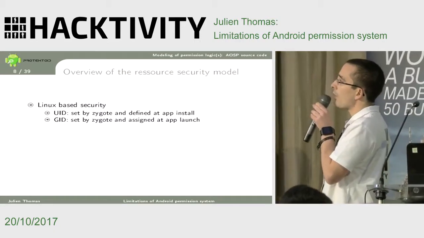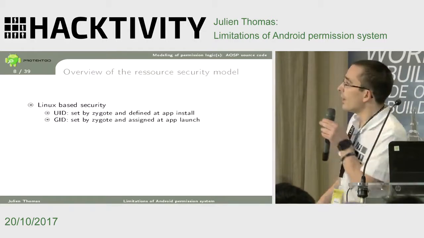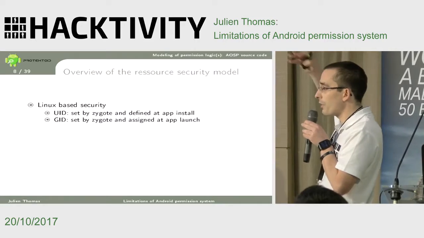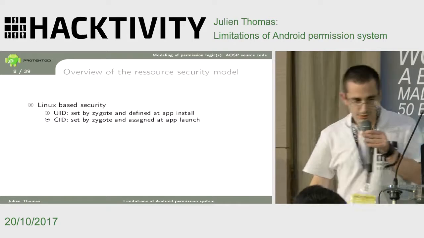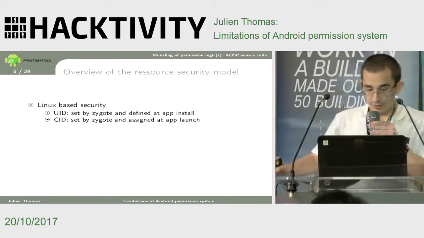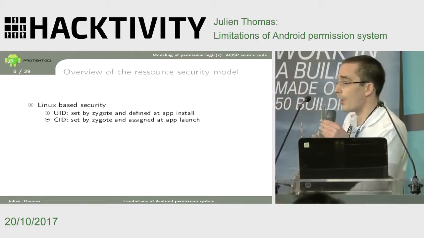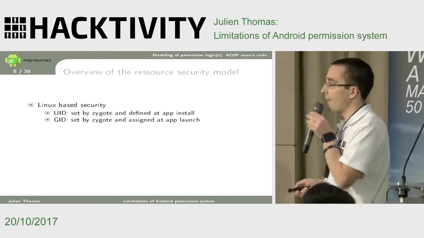On Linux, because Android is based on Linux, we have two concepts, UID and GID. On Android, that's set by the Zygote, which forks an application to create the process. So an application cannot create its own process. A manager called the Zygote does that, and it does two things. When you install an application, its UID is defined and cannot be changed. And when you launch the application, it gets granted group IDs based on the permissions it has.